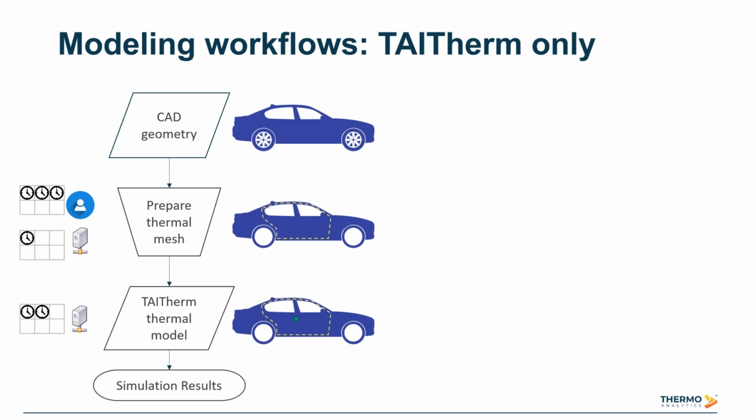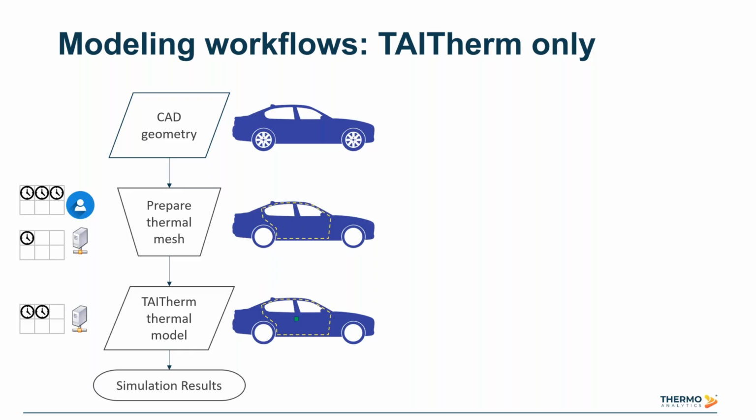To further illustrate some of the workflows of using different cabin modeling options, I've got a few graphics here. This first one shows what it might look like to set up a TAITherm only cabin modeling workflow, where we would start from some CAD geometry, simplify and prepare that geometry to represent a good thermal mesh focusing on the cabin domain. Preparing that thermal mesh might be automated to various degrees, but that's often going to be associated with some amount of user time and a small amount of computational time.